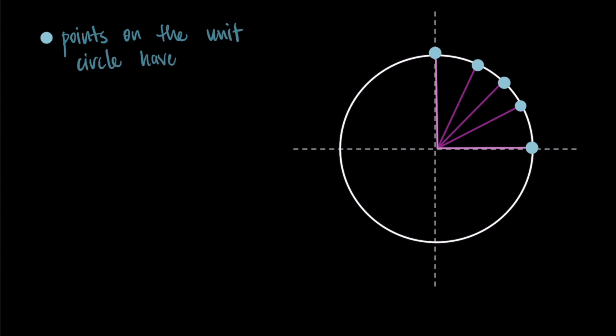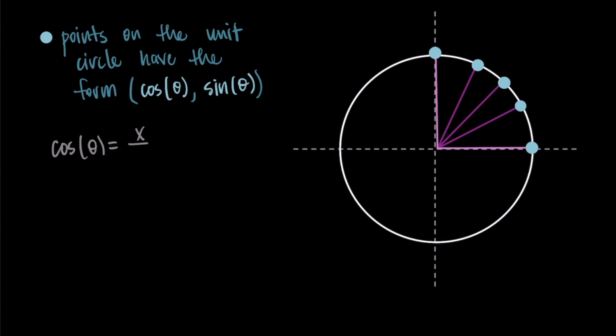Points on the unit circle, where the radius is 1, all have the form cosine of theta, sine of theta. So the x value is cosine, and the y value is sine. This is because of the way cosine and sine are defined. This is how we chose them to be defined. We say that cosine is x over r, or adjacent over hypotenuse or radius. But here, because we are on the unit circle, we have a radius of 1, and so this is really just x. It's really just the adjacent side.